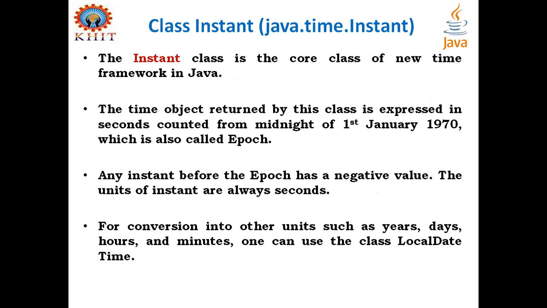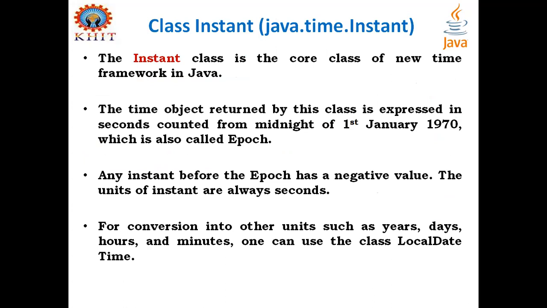Here the time object returned by this class is expressed in seconds only and should be counted from the midnight of 1st January 1970. Then only it considers it the epoch. In durations only it works, otherwise it gives negative values.